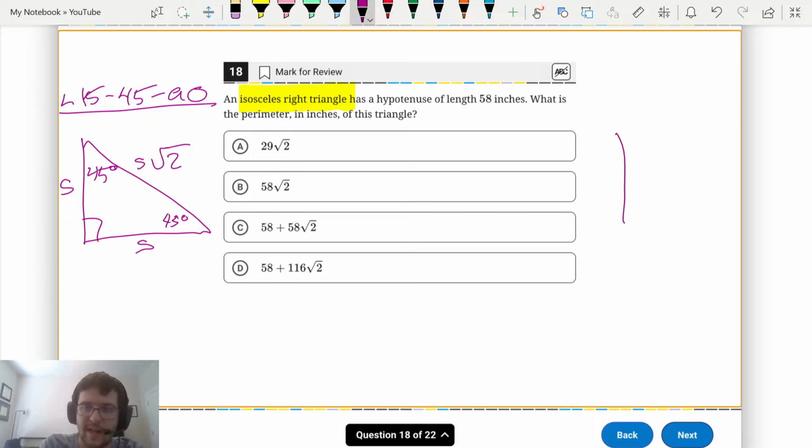Okay, so now it says it has a hypotenuse of 58.